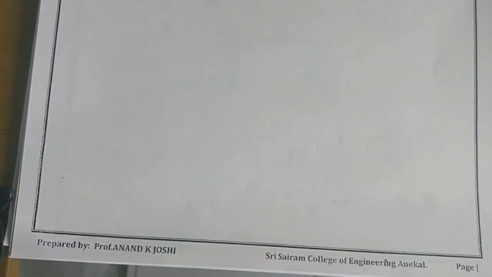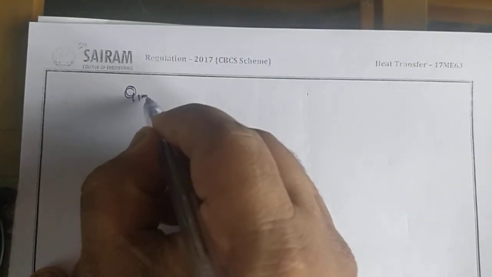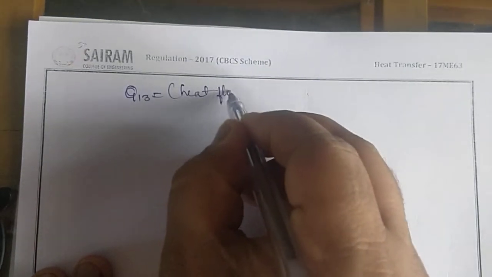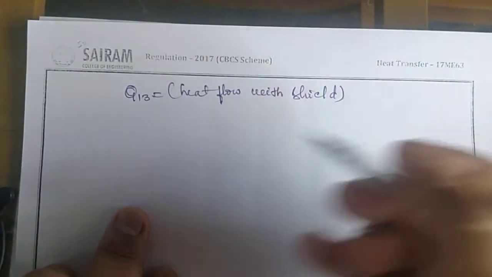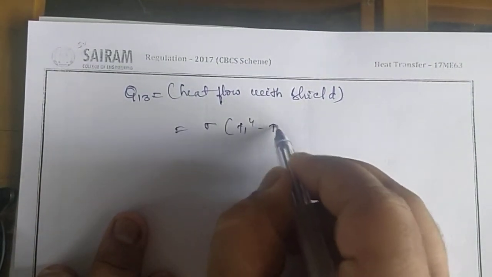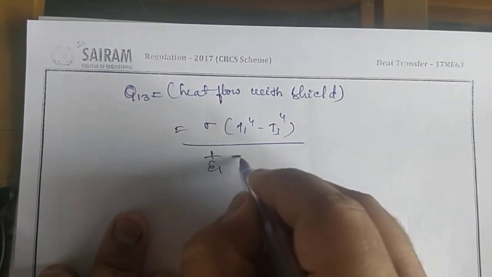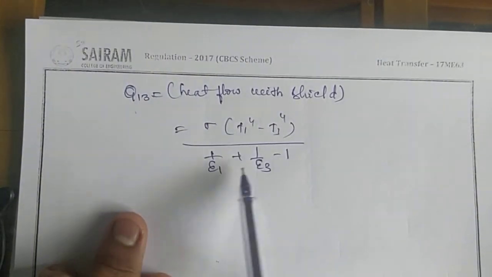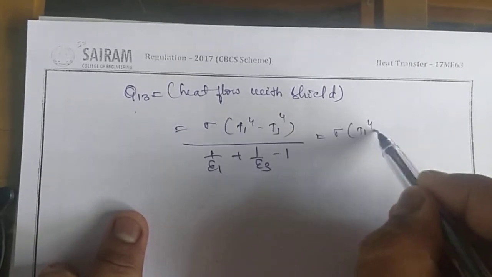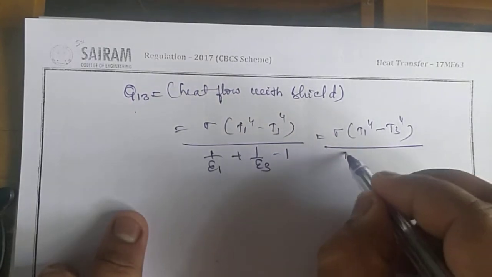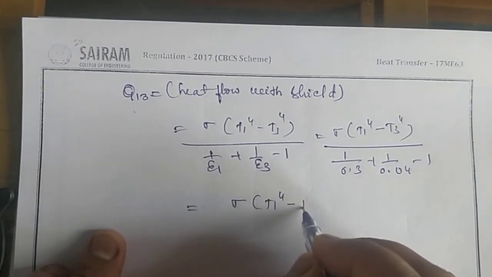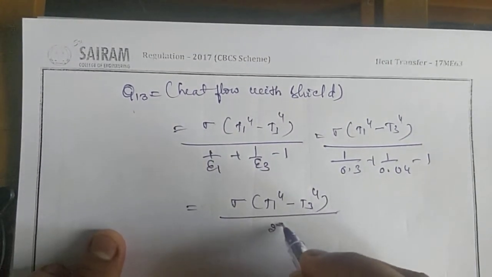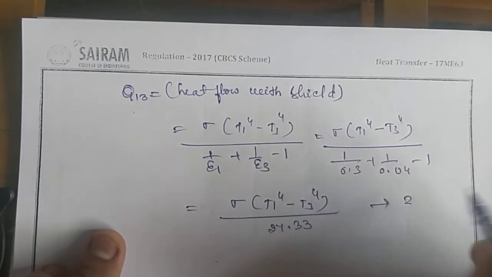Further, Q1 to 3 for the heat flow with the shield, that is sigma T1 to the power of 4 minus T3 to the power of 4 divided by 1 upon epsilon 1 plus 1 upon epsilon 3, because the heat flow is between 1 and 3, that's why we have to consider that relation. It equals sigma T1 to the power of 4 minus T3 to the power of 4 divided by 1 upon 0.3 plus 1 upon 0.04 minus 1, which is 27.33. This is equation 3.